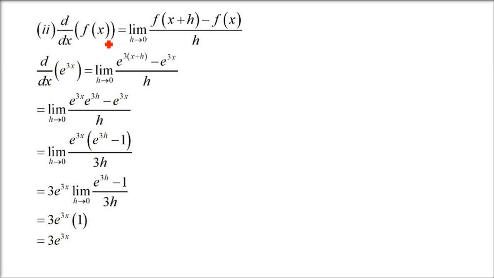Now d by dx of f(x), and f(x) is e raised to 3x. All the questions of this part, that is the second part of exercise 30.2, are e raised to power. So e raised to 3x, just put x as x plus h. So e raised to 3 times (x plus h) minus e raised to 3x, divided by h, limit h tending to 0.